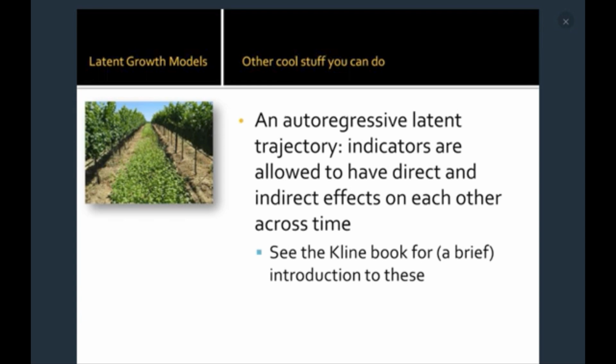So cool stuff. If you're interested in some of the other possibilities here, or maybe you have a research project that looks at longitudinal data and you're wondering if you can fit this growth model methodology to what you're doing, let me know. We can look at it. You can also look at the Rex Klein textbook for a brief introduction and go from there.